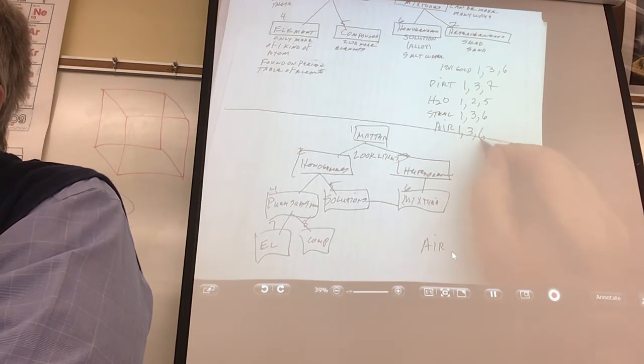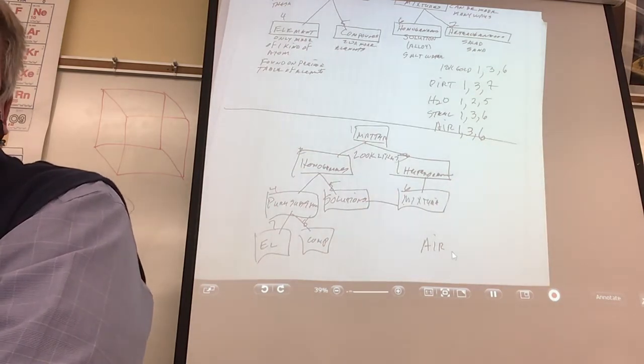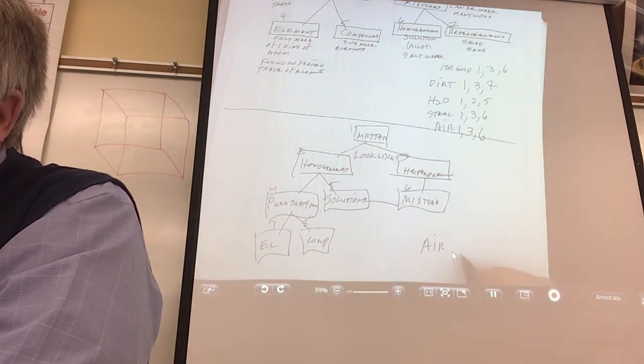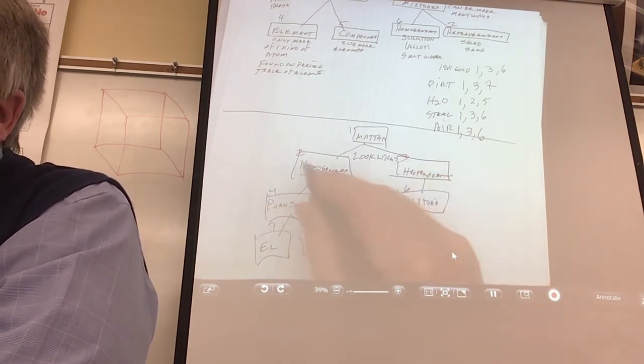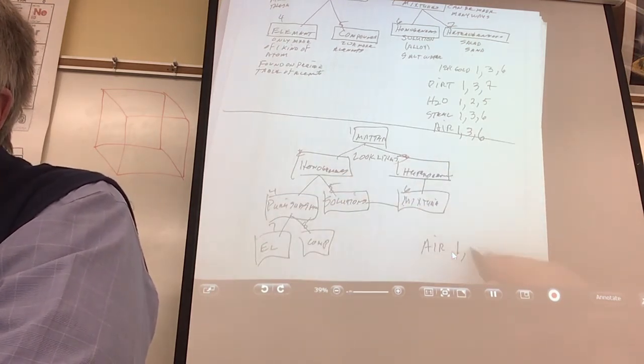That's 6, isn't it? Somebody says 7. Does air look like heterogeneous? Or okay, let's do it down here. Let's do air down here. What we got? 1. This is 2. That's 3, 4. What is it?